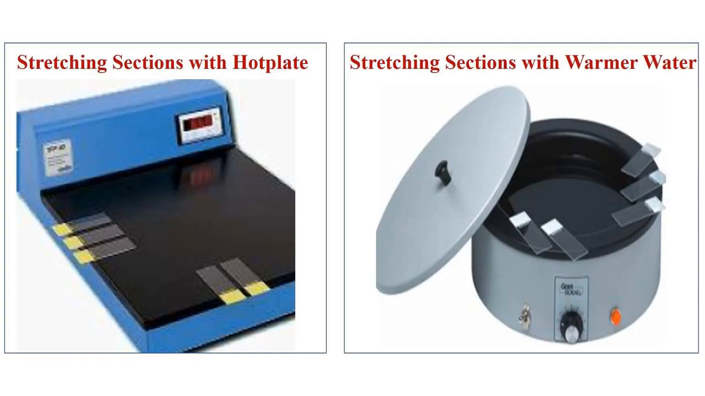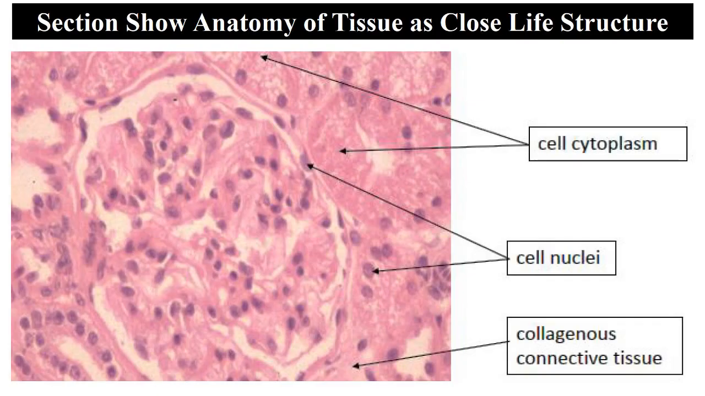And this slide shows stretching sections with a hot plate or warmer water, to be easy to stain and examine under the microscope. Finally, this section shows the anatomy of tissue as close as possible to the life structure, including cell cytoplasm, cell nuclei, and collagenous connective tissue.